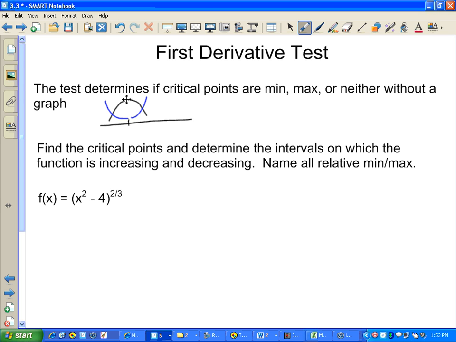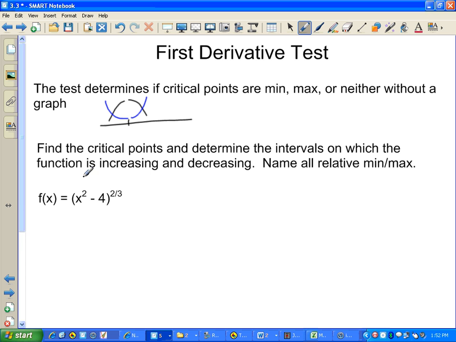So what I'm going to do is find these critical points and plug in values that are just left and just right of them to determine if it's increasing and then becoming decreasing or decreasing and then becoming increasing. And that'll tell me if it's a minimum or a maximum.